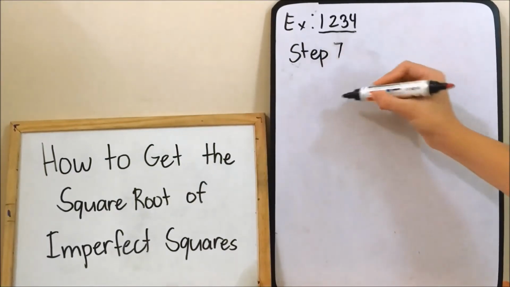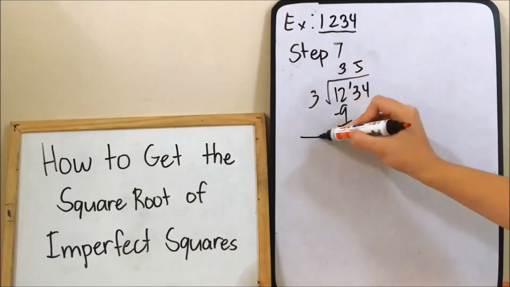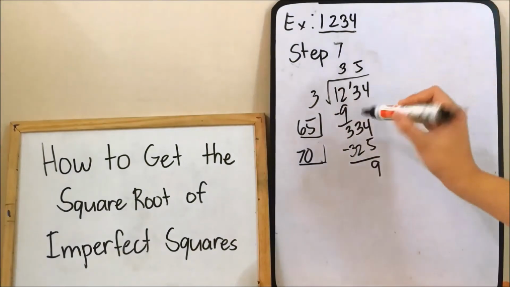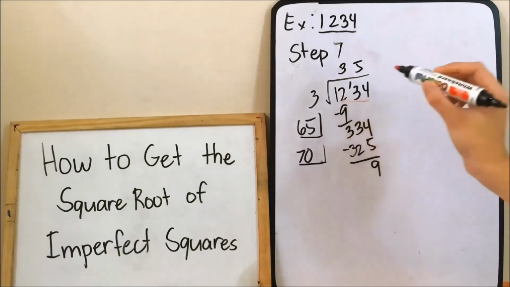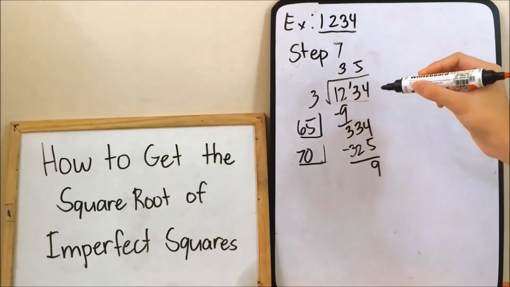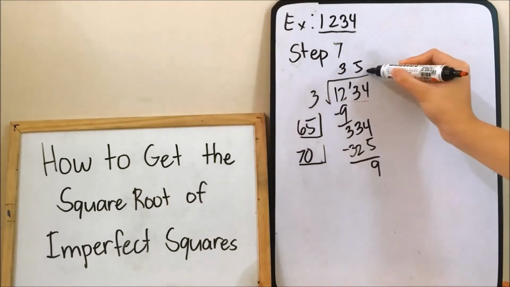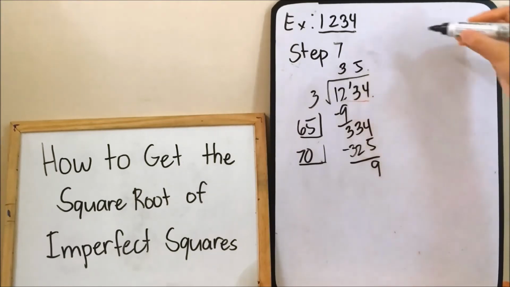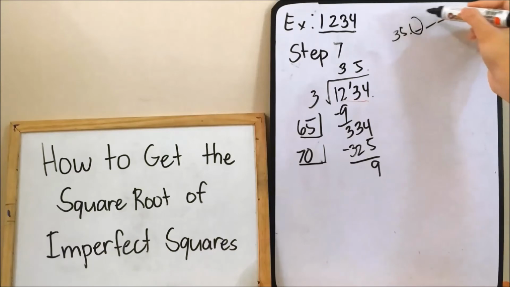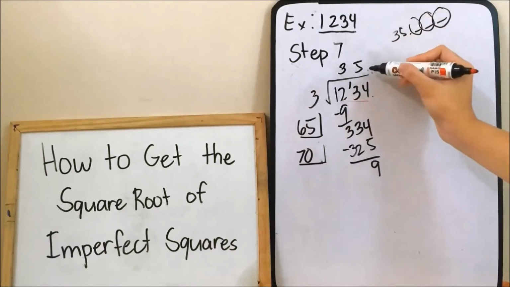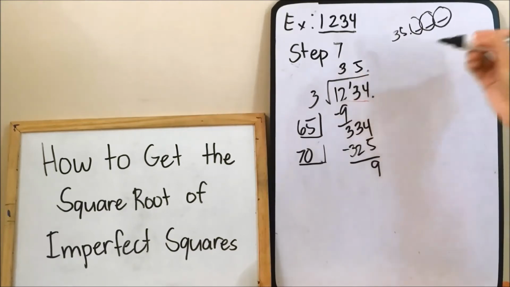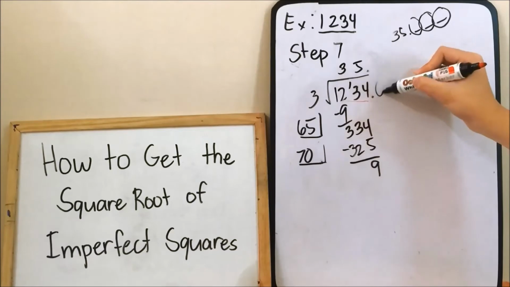Number 7. So for step number 7, since 1234 is an imperfect square, then its square root contains decimals. If we still want to continue this, we can put a point over here, and its square root will be 35 point blank blank blank. So we will be getting the digits over here. So if we want to continue this, we'll put a point here, beside 5, and a point here too, and then we will put zeros over here.